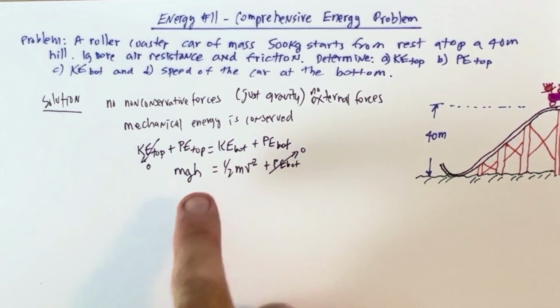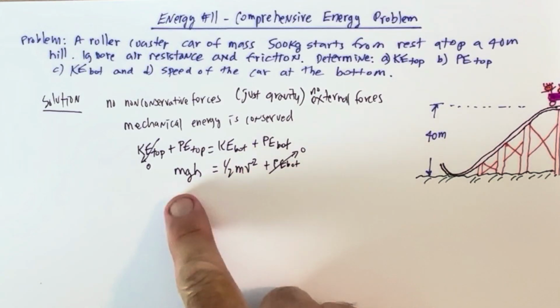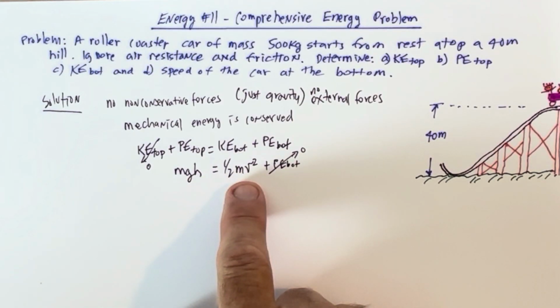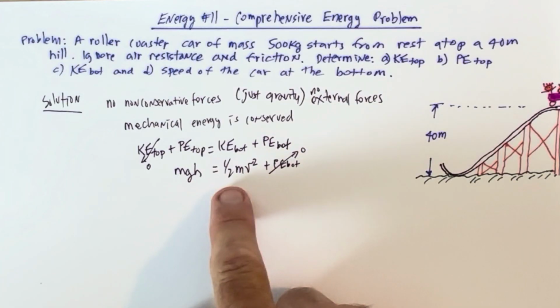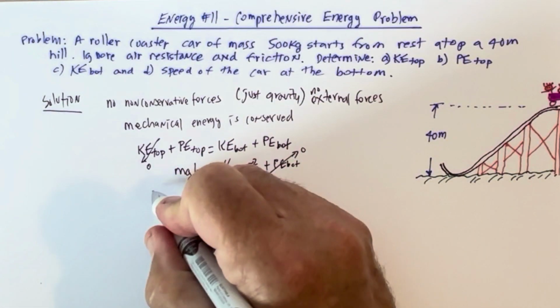Now we can immediately see that the mass can go away. I'm going to leave it in here just for the sake of the units, but I could easily delete that and get the same numerical value. It really doesn't depend on the mass of this car. That's what it's saying. It's independent of mass. It just depends on the height. So let's plug the numbers in and see what we get out.